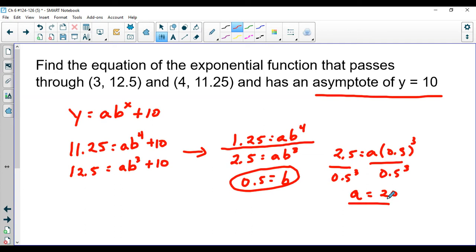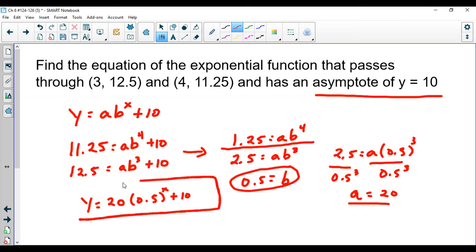And so now I can write my equation. So my equation for this exponential would be y equals 20 times a half to the x power plus 10 because of that asymptote. So really it's no different than what we did before. We just have to keep in mind originally, if my asymptote changes, if I have something other than 0, then I've got to factor that into my equation.